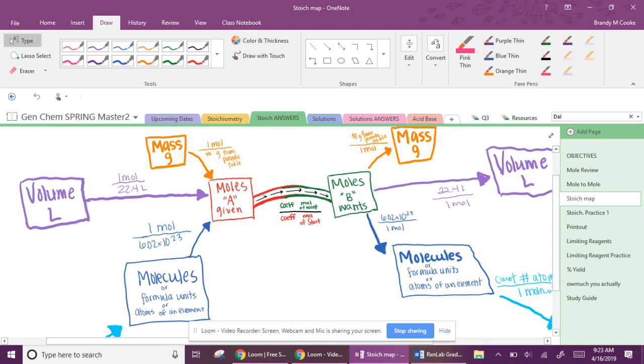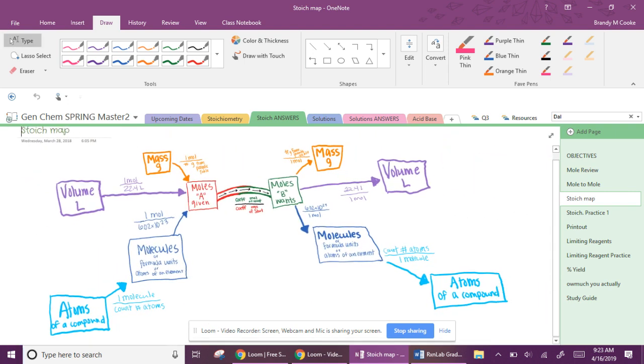And I know it looks crazy, but I promise, if you cover up this, cut it off here, this whole left side is just our old mole map, and there's nothing new about it. It's the exact same thing, except you'll notice that the arrows only go in one direction. They all move from left to right, because we're not going to go backwards anymore. We don't care about volume of A and molecules of A. I wanted to go from volume of A to moles of B so that I can figure out how many grams of product I'm going to get, or how many molecules of reactant I need to use up.